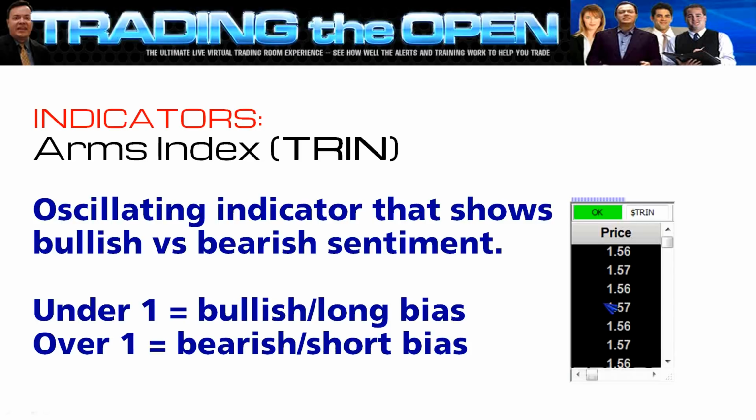So if you saw this TRIN, this was captured yesterday, but every 30 seconds these were the readings. What would this indicate to you? Would the market be a long bias or a short bias if you saw 1.5 given this?